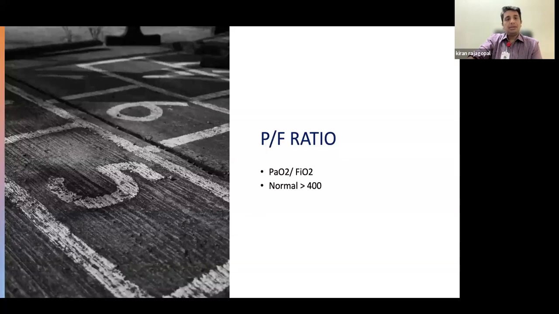Normal PF ratio, that is, your PF ratio, my PF ratio, all will be more than 400. That is, if you take your own ABG, it will show a partial pressure of oxygen around 98 or 100 something. And you are breathing atmospheric air, where the FiO2 is 0.21. That means 21% of the atmospheric air is oxygen, so the fraction of inspired oxygen is 0.21. So 100 by 0.21 roughly comes around 500. So a PF ratio more than 400 is normal.